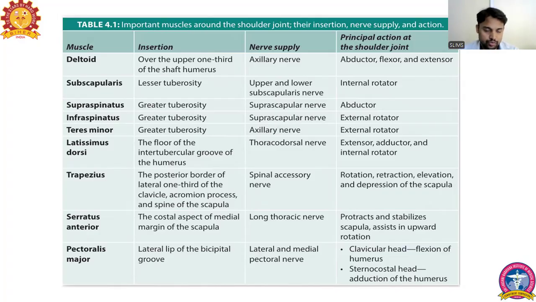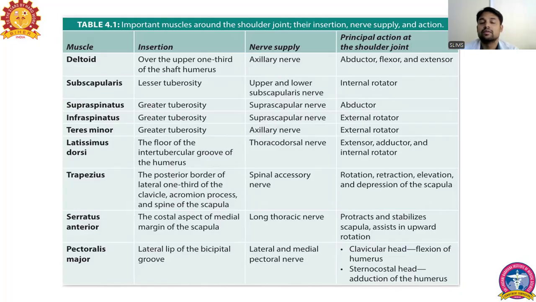The content of the intertubercular groove is the long head of the biceps tendon. So you should not confuse between these two. The floor of the intertubercular groove is the latissimus dorsi, but the content is the long head of the biceps. And this groove has the two majors, teres major and pectoralis major, on either side.